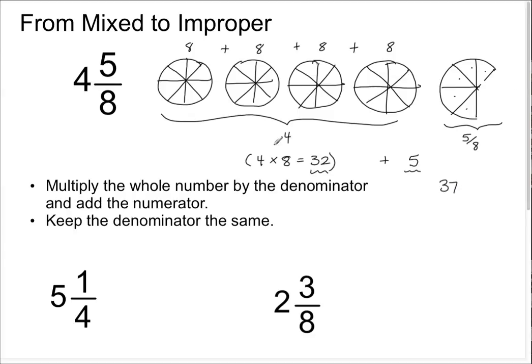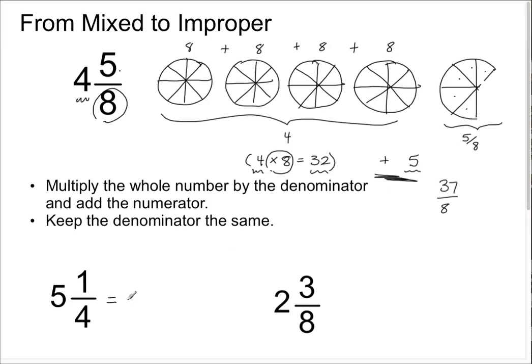And they're still all split. Just because I added them all up doesn't change that they were all split into 8s in the first place. So I have 37 eighths. So take a look at what we did here. We took this whole number and we multiplied it by the denominator, and then we added on the numerator. So that's what I've got written here. It says multiply the whole number by the denominator and add the numerator.